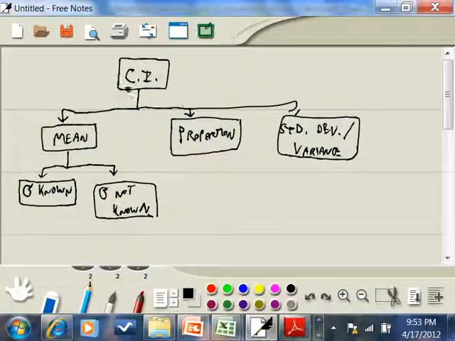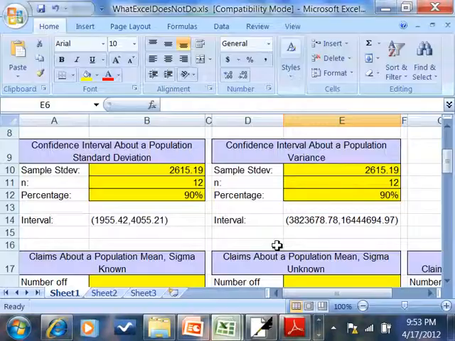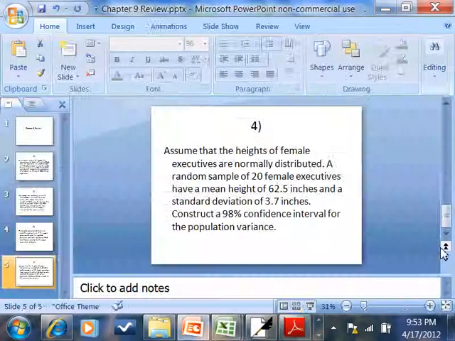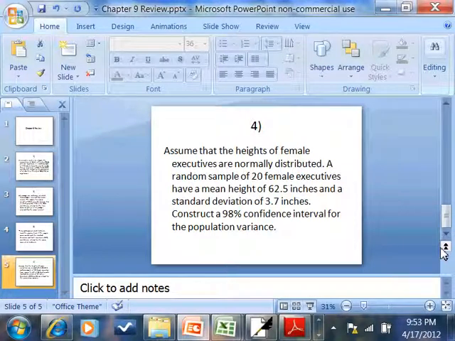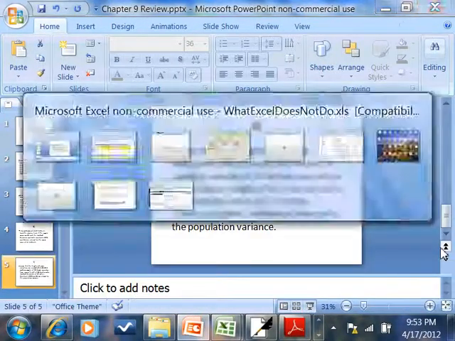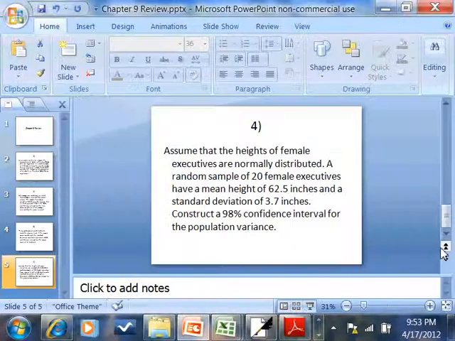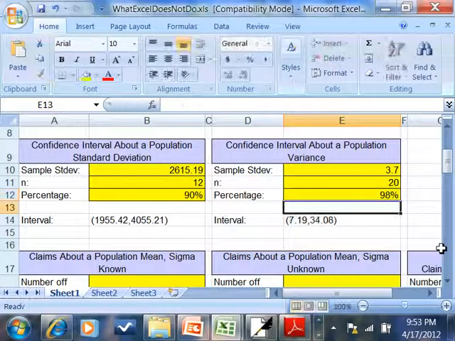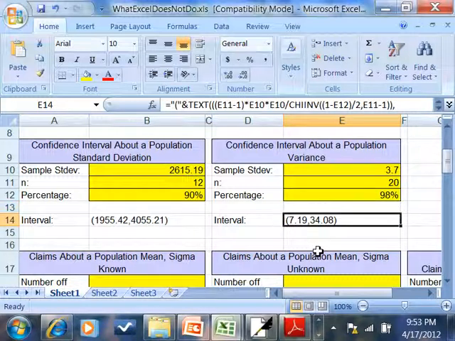Well, from the flowchart, confidence interval, standard deviation, variance, there's no choice. Use one of these bottom ones here. And we're talking about variance, so I'll plug it in here. Sample standard deviation of 3.7. N was 20. And percentage was 98%. And that'll give us our answer right there.